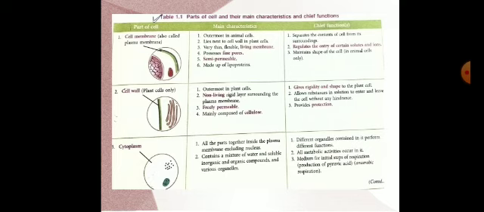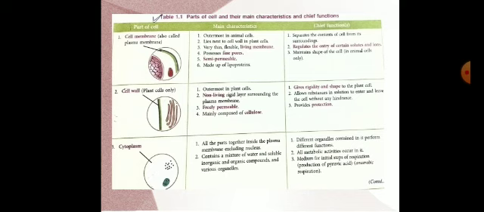Third is cytoplasm. All the parts together inside the plasma membrane, excluding the nucleus, meaning except the nucleus, the other part present in the plasma membrane or cell membrane is cytoplasm. It contains a mixture of water and soluble inorganic and organic compounds and other organelles that we will learn in detail. Now, what is the function? All the metabolic activities take place inside the cytoplasm.